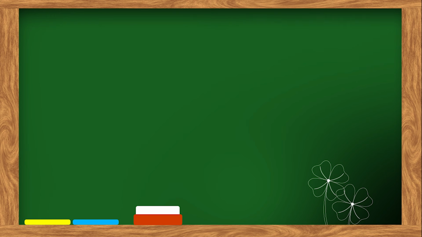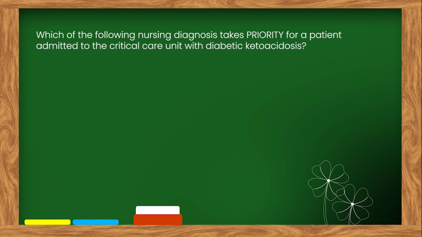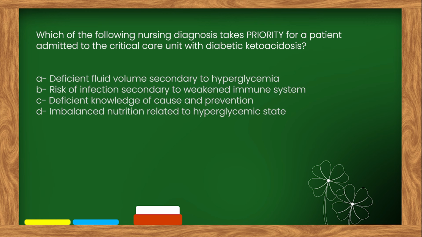Which of the following nursing diagnosis takes priority for a patient admitted to the critical care unit with diabetic ketoacidosis? And the options are: A. Deficient fluid volume secondary to hyperglycemia. B. Risk of infection secondary to weakened immune system. C. Deficient knowledge of cause and prevention. D. Imbalanced nutrition related to hyperglycemic state.